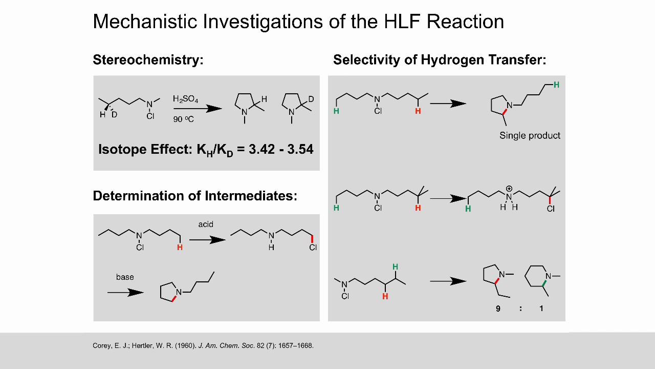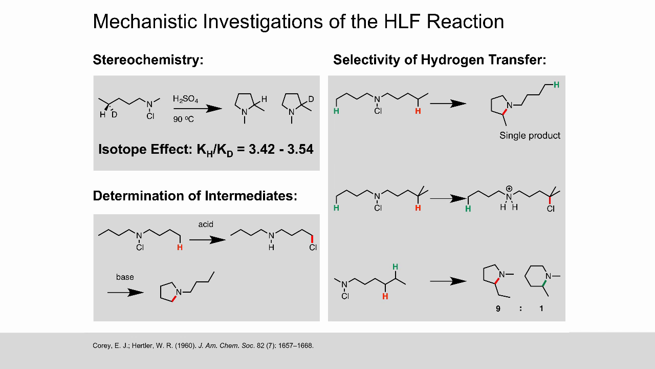Building from the proposed mechanism, Corey et al. were able to isolate the intermediate 4-chloro dibutylamine from the decomposition of dibutylchloroamine in H2SO4. Treatment of the delta chloroamine with base furnished the cyclized products and a chloride ion. The investigators then turned to exploring the selectivity of the hydrogen transfer process.